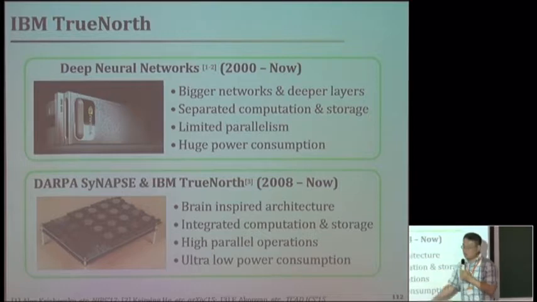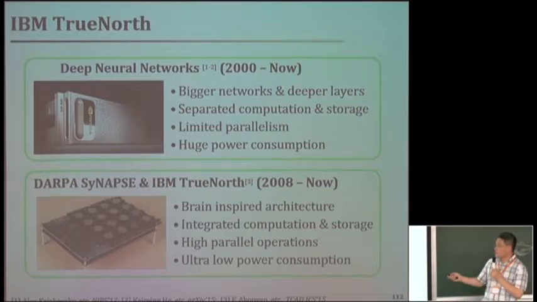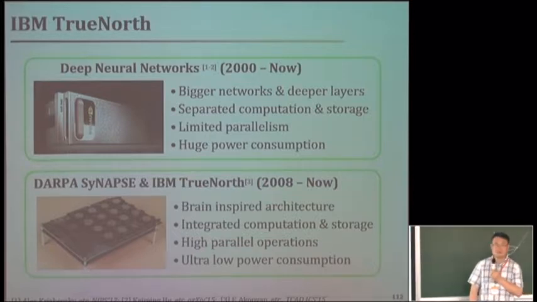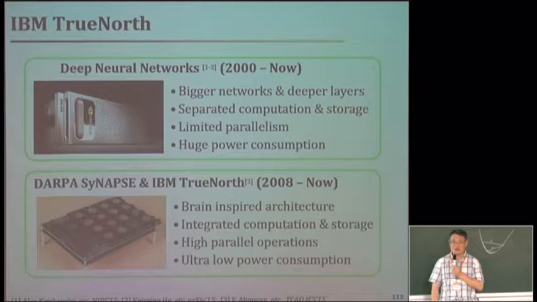One of the representative products is the IBM TrueNorth chip. I think they burned $50 million something, right? Yeah, 50, more than that, to build the chip.